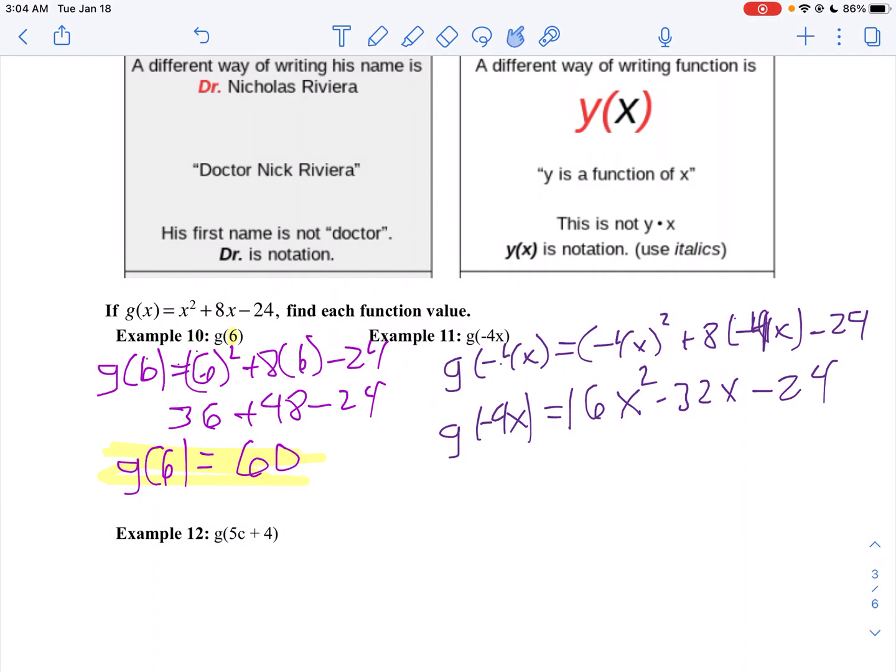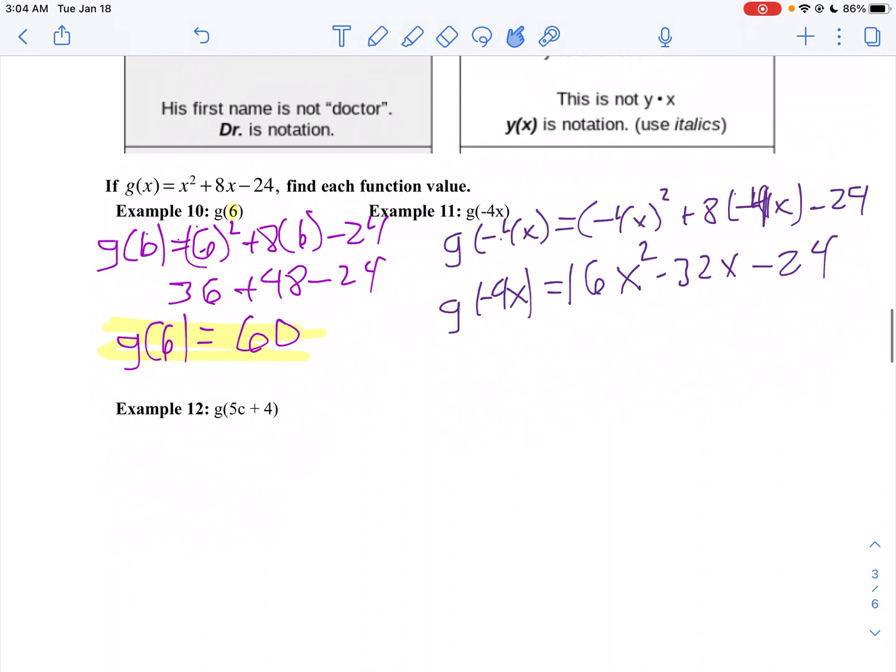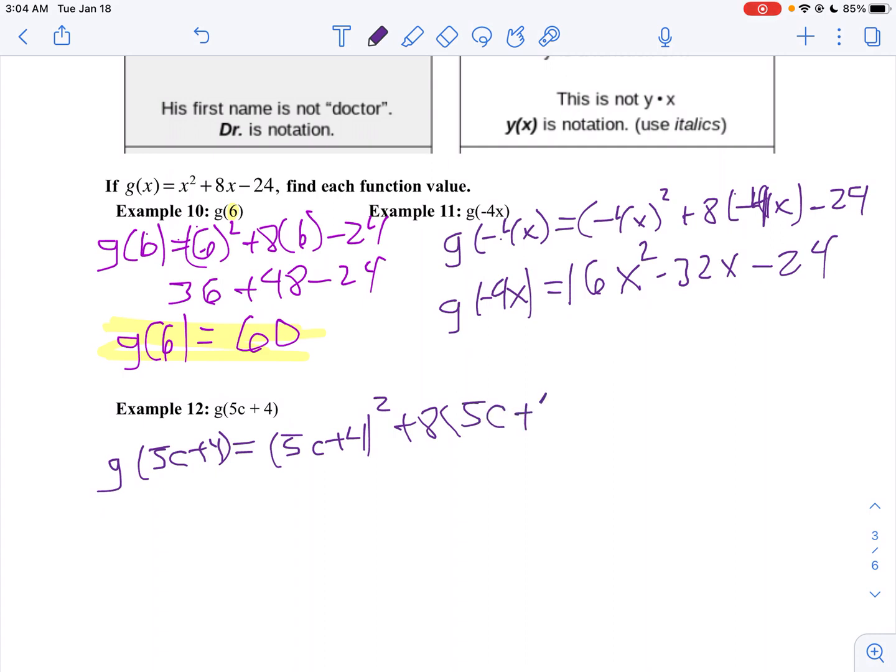Now if we take a look at example 12, I'm going to replace x with 5c plus 4. So I'm actually changing the variable. So I'm going to say g of 5c plus 4 equals, and I'm going to say 5c plus 4 squared plus 8 times 5c plus 4 minus 24. Now let's simplify that.